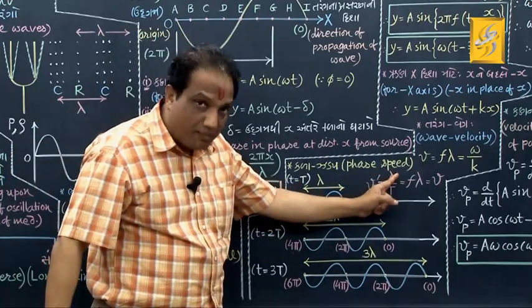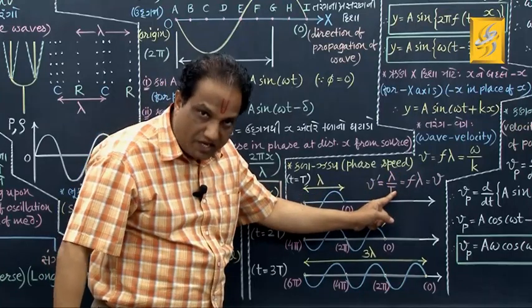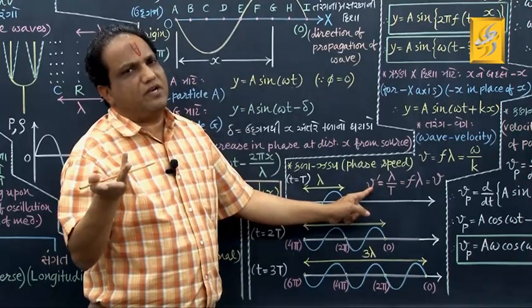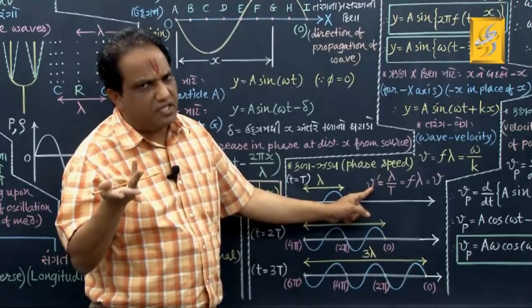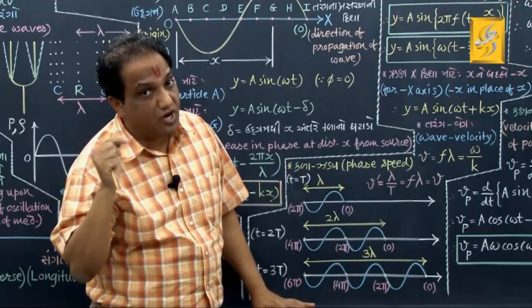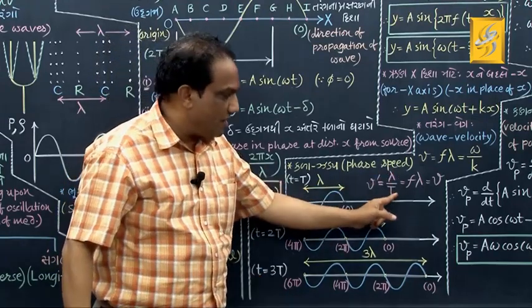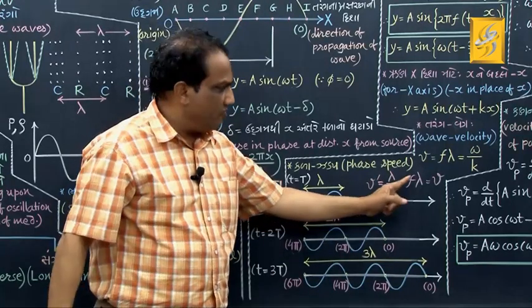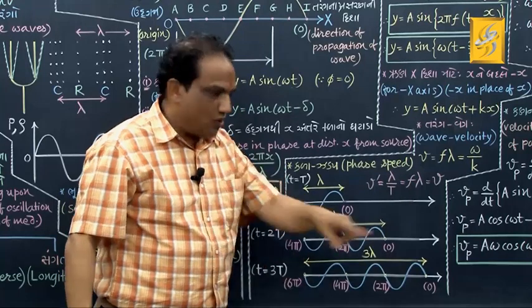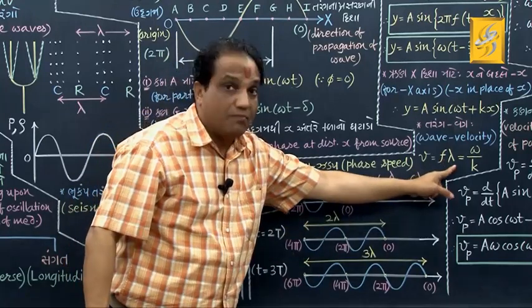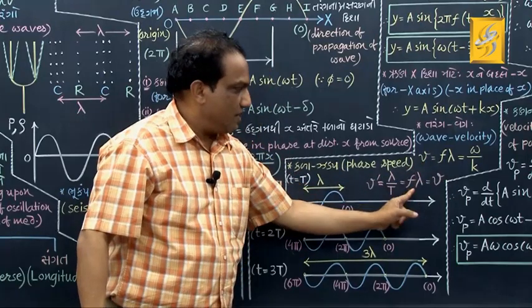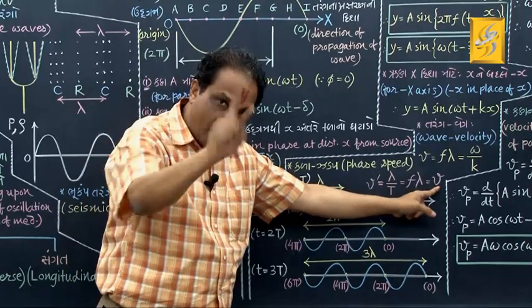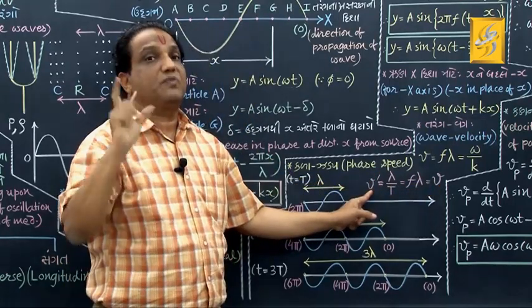So if distance traveled is lambda and corresponding time is capital T, and if the corresponding phase speed is V dash, then phase speed is after all speed only, and speed is nothing but distance traveled in a specific direction per unit time. So it should be lambda upon capital T, correct? And 1 upon periodic time is nothing but frequency, so f into lambda. And don't you know f into lambda is nothing but wave velocity? So this can be replaced by wave velocity. In short, whatever is the wave velocity, same is nothing but phase speed.